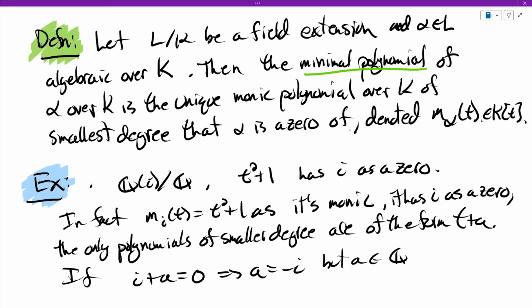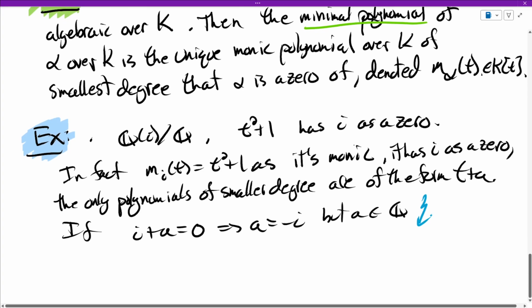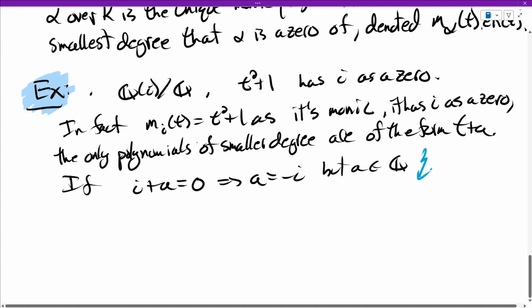So there's no polynomial of smaller degree that's going to have i as a 0, because one degree down is just a linear one. So it is the one of smallest degree, it's monic, and it has i as a 0. That means it's the minimal polynomial, and it's unique. It's the polynomial that we sort of canonically attach to i. Let's do another one.